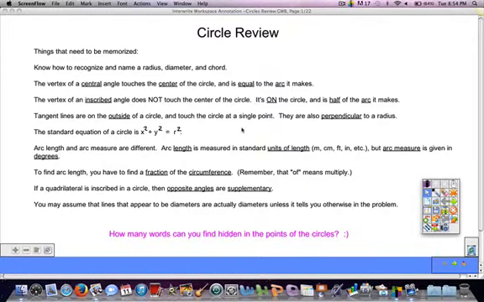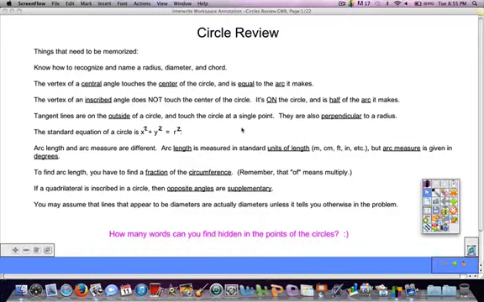Remember, the vertex of a central angle touches the center of the circle, hence central, and is equal to the arc it makes. So the vertex of an inscribed angle does not touch the center of the circle. It's on the circle. So the angle itself, the vertex, is on the circle, and the ends of it are on the other side of the circle. It's half of the arc that it makes.